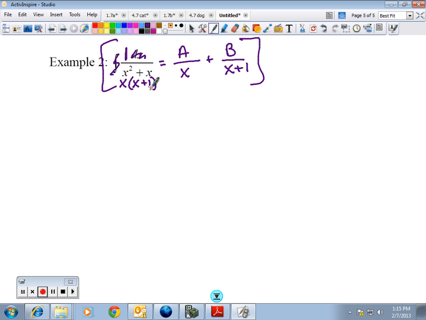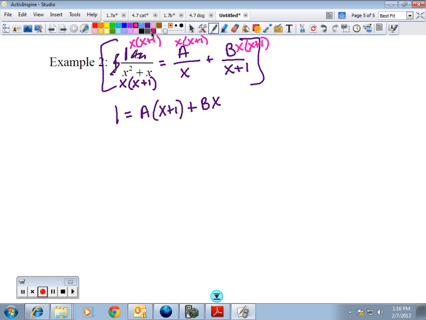So if we multiply x and x plus 1 here, these are going to cancel and we're going to be left with 1. If we multiply it here, the x's will cancel and we'll have a times x plus 1. The x plus 1's are going to cancel here, so it's going to be b and x. Okay? And if you don't see how I got that, just multiply everything on top by x and x plus 1 and do it yourself, and you should see that you get what I have here.